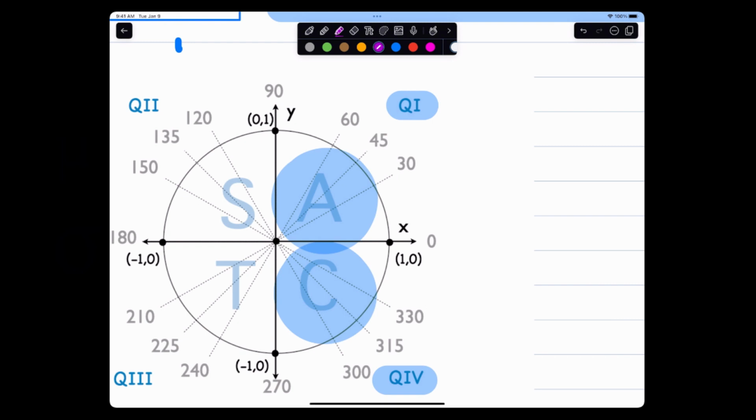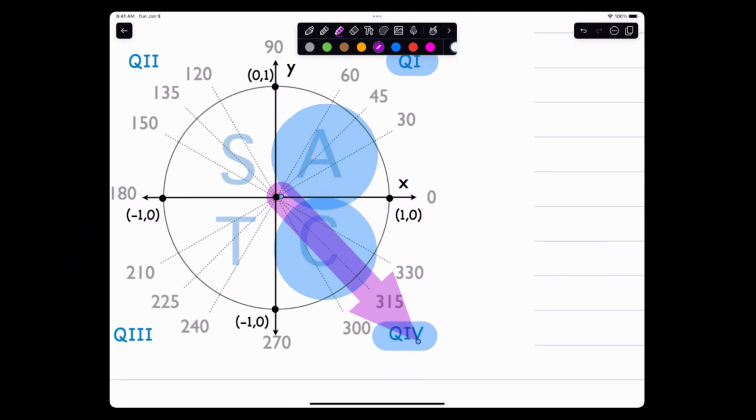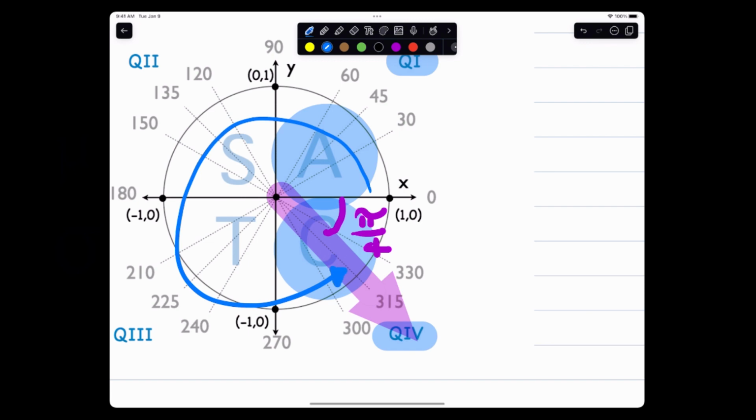That pi over 4 now is a reference angle. If I rotate, ladies and gentlemen, remember this is 45 degrees. Remember that reference angle? They're saying this is pi over 4, 45 degrees. What positive angle from 0 to 2 pi does that represent?